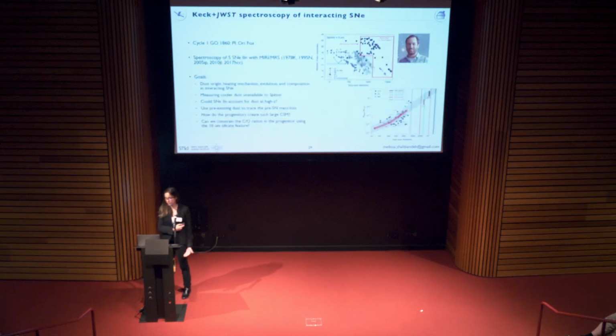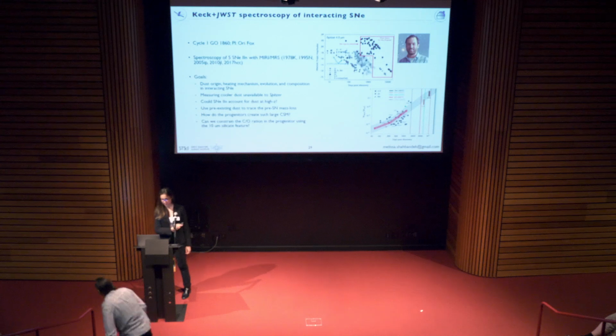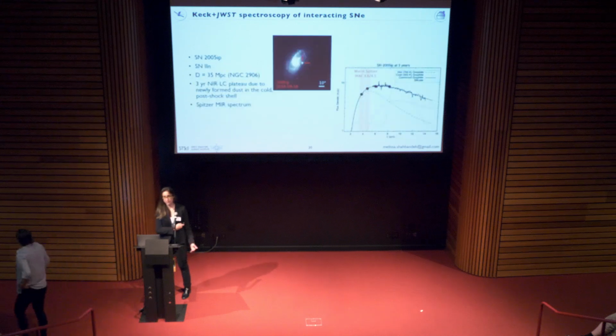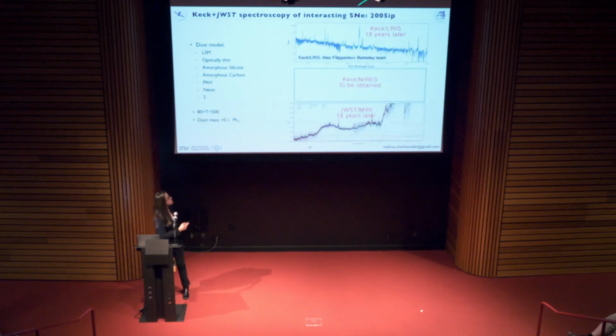We have another program. We're looking at the interacting or type 2N supernovae. It's similar to the other one, but this time we have a different type of supernovae. So we have spectra of these supernovae in optical. We have data from the past in the Spitzer data. So here I'm showing you the Keck LRES spectrum obtained 18 years later for this supernova by Alex Filipenko and the Berkeley team. We have a NIRES night coming up in about a couple of weeks, so we're going to get a near-infrared spectrum here, and then we have mid-infrared.